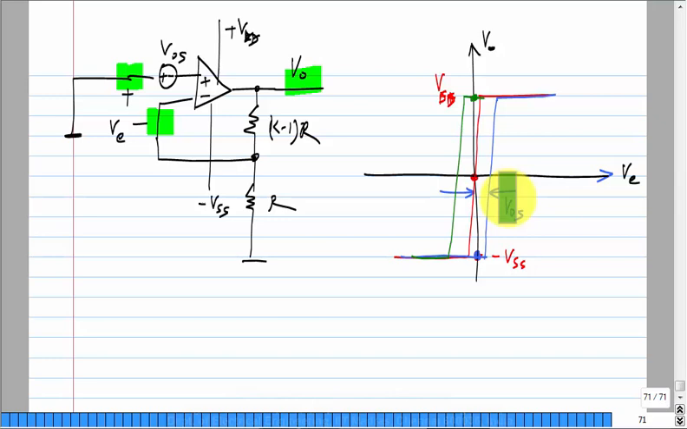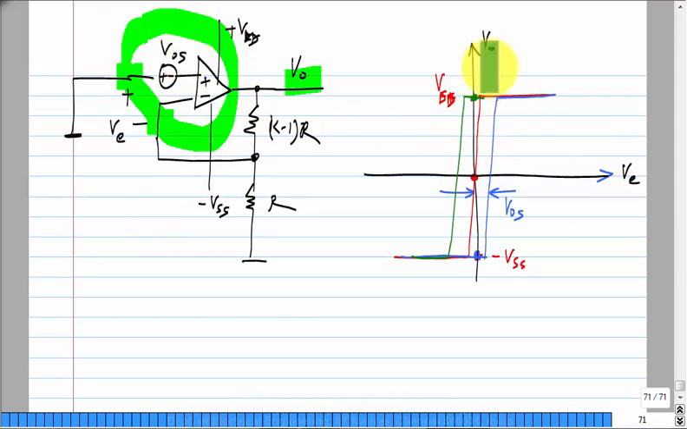In this case, what is it that you do? So, for instance, I have this op-amp. An op-amp is some black box. We don't know what it is except that it follows this characteristic. It's V0 versus VE. It has this piecewise straight line characteristic. Now, what else do you have to do?